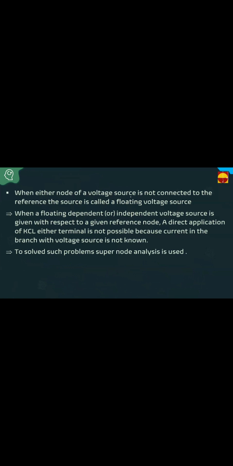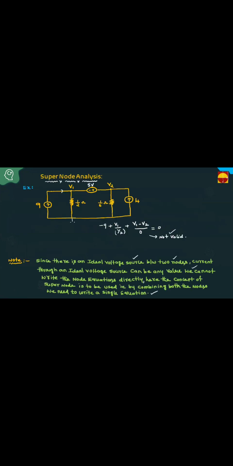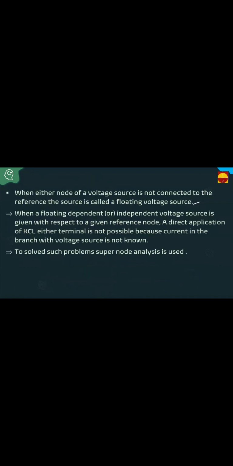When either node of a voltage source is not connected to the reference, the source is called a floating voltage source. If this is the reference or zero potential node, and the voltage source is not connected to the reference node, then that is called a floating voltage source. When a floating source, dependent or independent, is present with respect to the given reference node, a direct application of KCL at either terminal is not possible because the current in the branch with the voltage source is not known. Because it is any value.